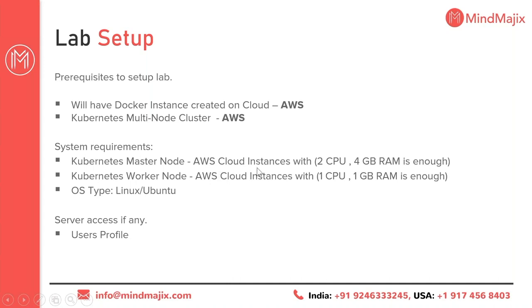For multi-node, for the master, we use a cloud instance. It needs two CPUs for the Kubernetes master node. For the worker node, we are good with one CPU, one GB RAM, right?